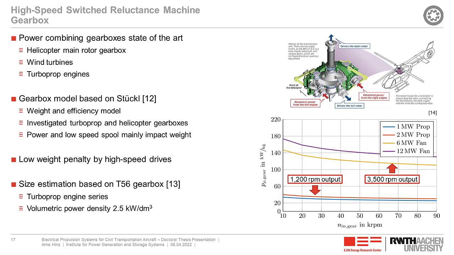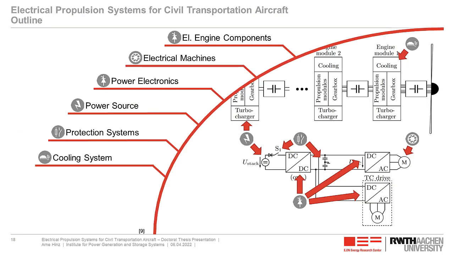The model of Mr. Stuckel doesn't provide any information about the size of the gearbox, so we will apply the volumetric power density of the gearbox of the T56 turboprop engine, which is 2.5 kilowatt per liter. Let's go on with the power electronics.